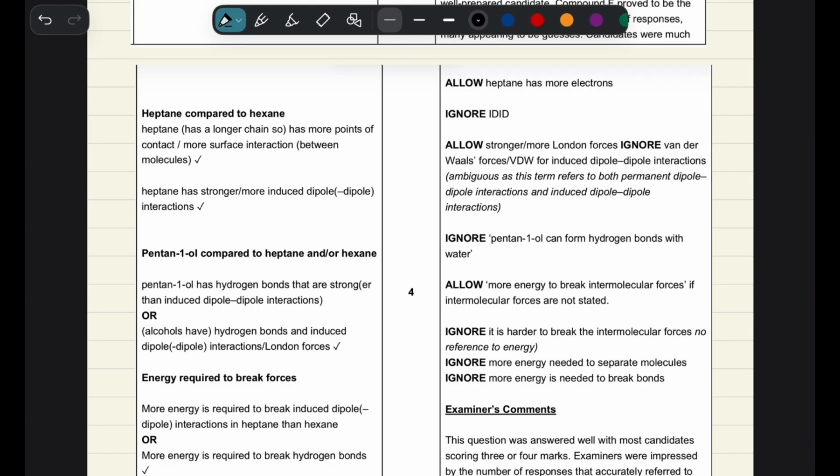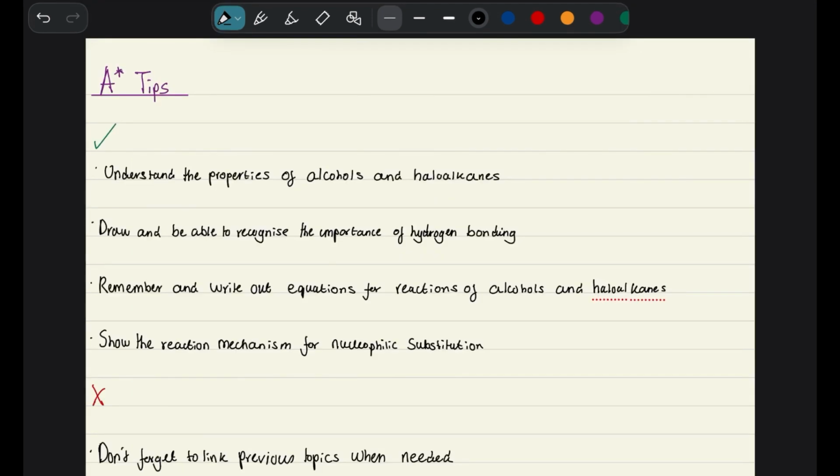Then what we're thinking is, okay, if heptane has more London forces, then that means heptane will also have a larger boiling point compared to hexane. So those are considerations you need to have. Another thing is to do with branching, but I believe we've covered that in an earlier video. Okay, so finally we've got the A-star tips.